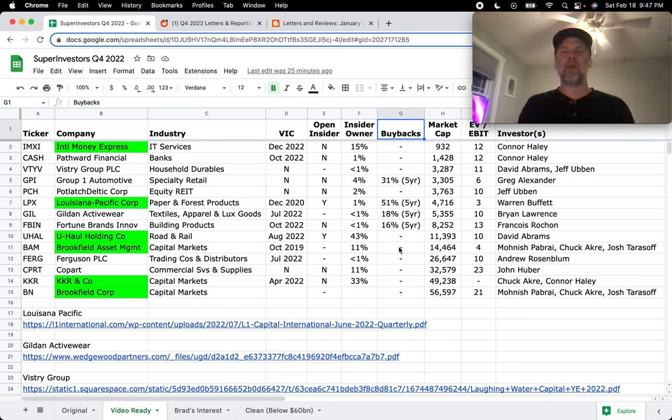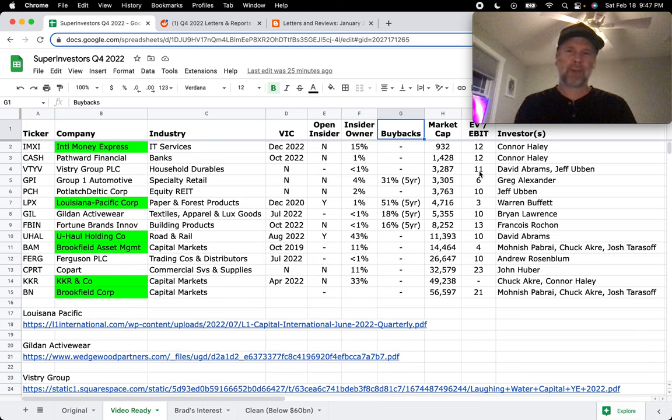A lot of these are below 10 billion. Some are a little bit more than 10 billion, but I definitely screened out the mega caps that were being bought by these super investors. So it goes up to around $50 billion in market cap for the companies that made the final list.